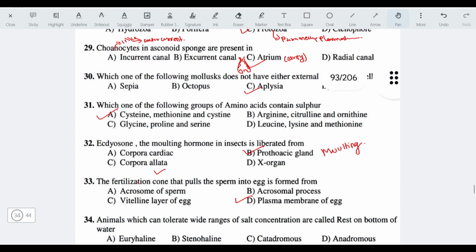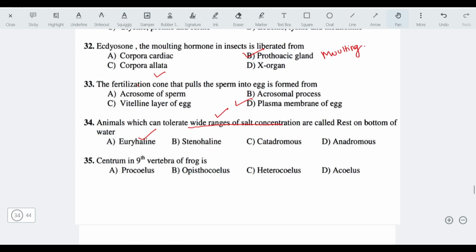Next question. Animals which can tolerate wide ranges of salt concentration are called? Euryhaline animals. They can tolerate wide ranges of salt concentration, right? Next. The centrum in the ninth vertebra of frog is? The answer is procoelous. It means anteriorly it is concave and posteriorly it is convex, right?